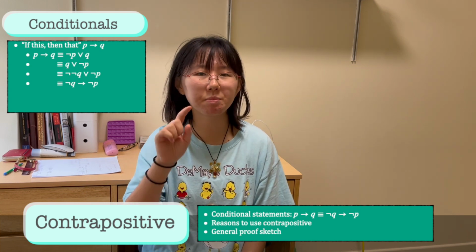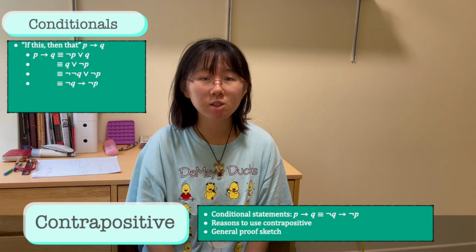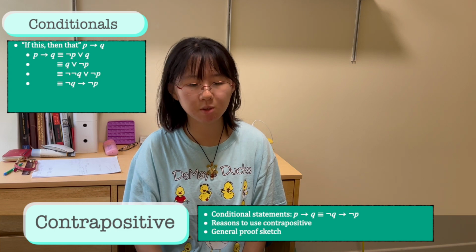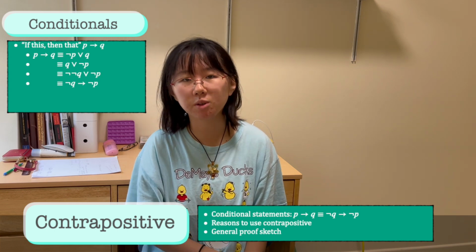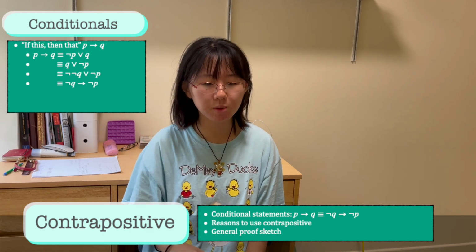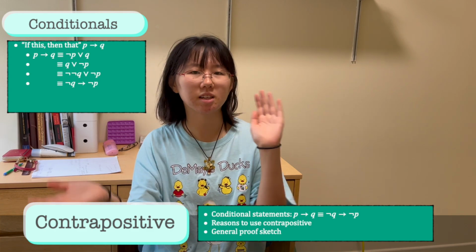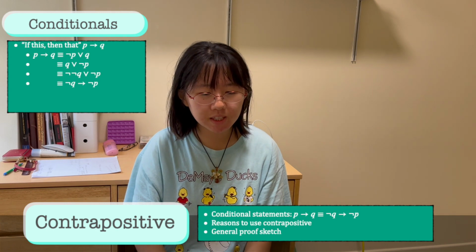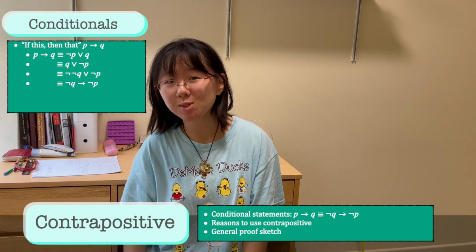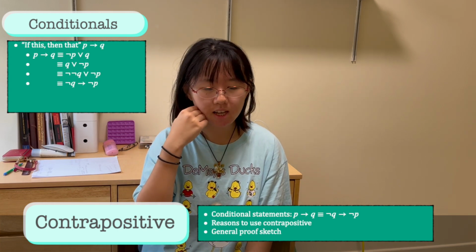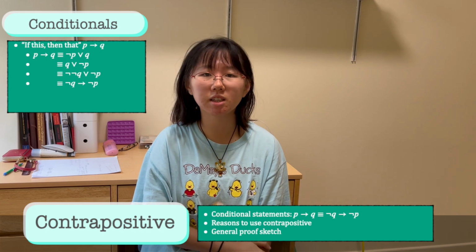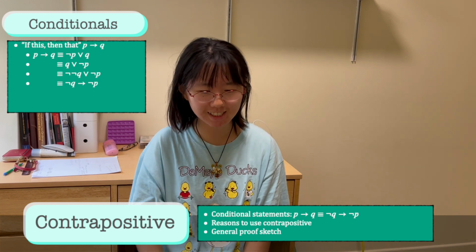So that's something like P implies Q. By the laws of propositional logic, P implies Q is equivalent to not P or Q by conditional identity, and then that's the same as Q or not P just by commutative. And then we can say that not Q or not P is also equivalent by double negation, then that's the same as not Q implies not P, again by conditional identity.